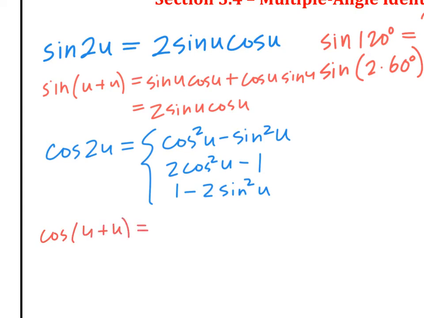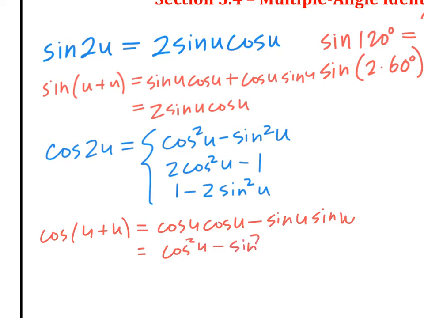What is the cosine formula? Cosine, cosine, sine, sine. So cosine, cosine, sine, sine. Oops. So that becomes cosine squared minus sine squared. My first one. Can you guys see that?